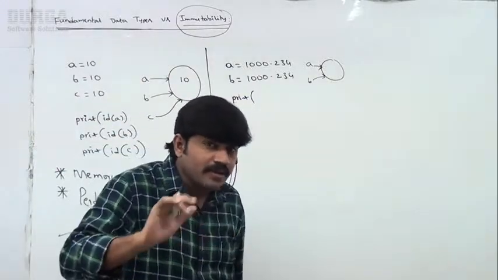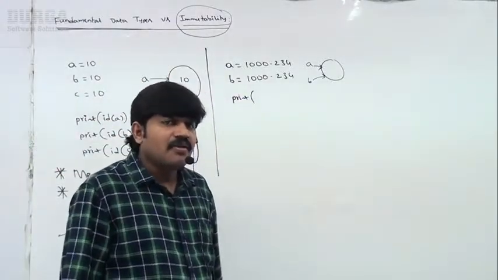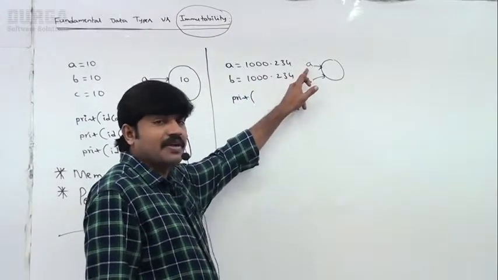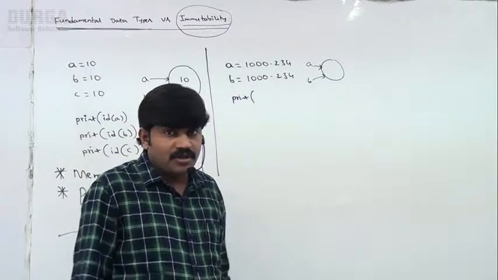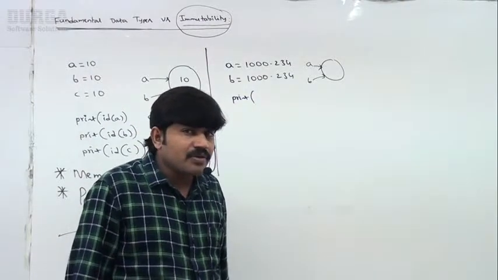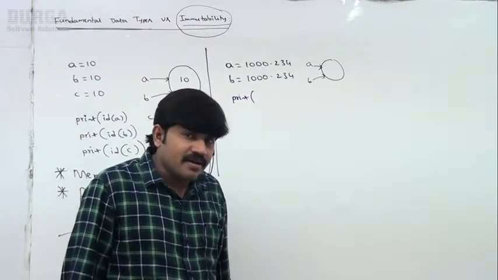How did you prove it in the last example? What is the approach we followed? Sir, the address: id of A, id of B. If the addresses are the same, both are pointing to the same object. So it is not required to compare addresses; there is one small shortcut.